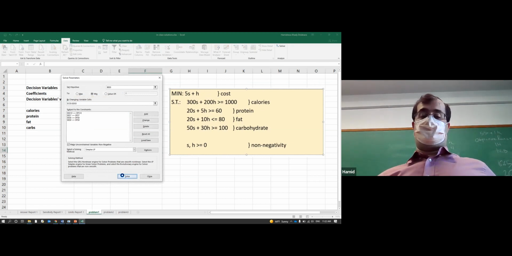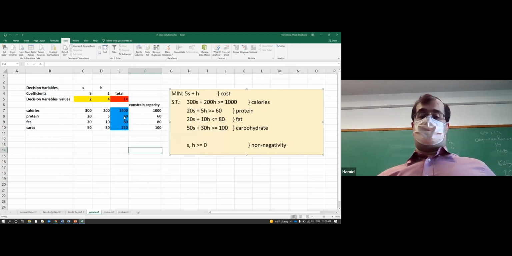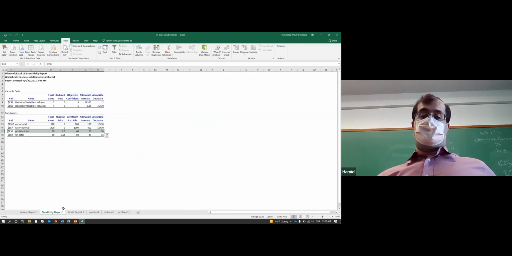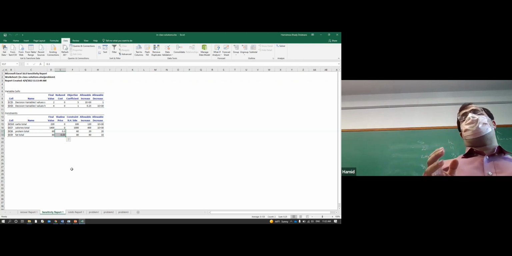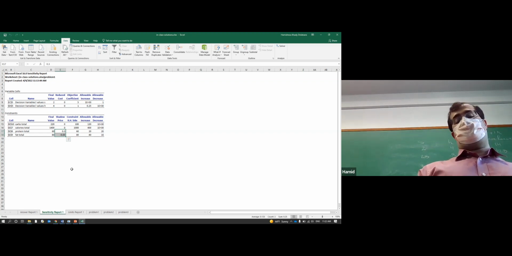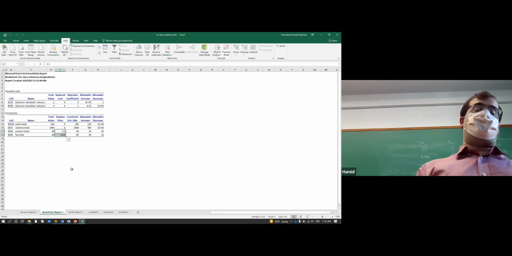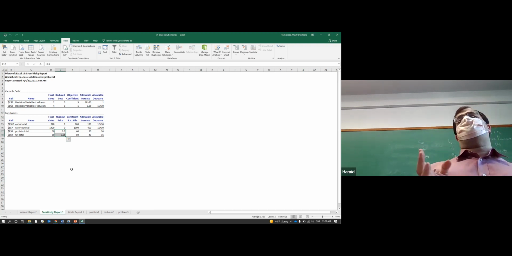Solve it again. I hope you now understand the meaning of shadow price. It just tells you how the objective value changes if you change one of the constraints. Here we change protein by one unit and it changes the objective function. It adds 0.3 to the objective function. You can do the same for fat and change the constraint and see what happens to the objective function.